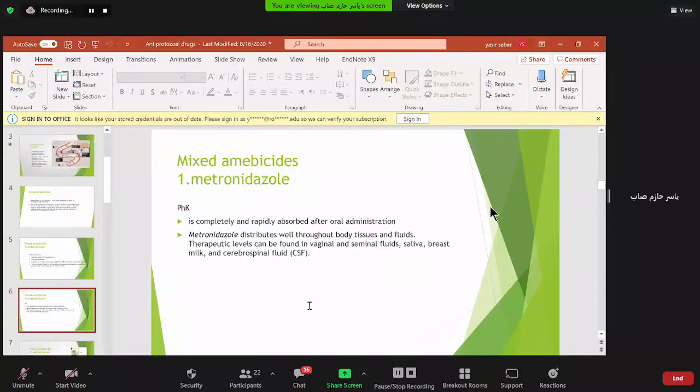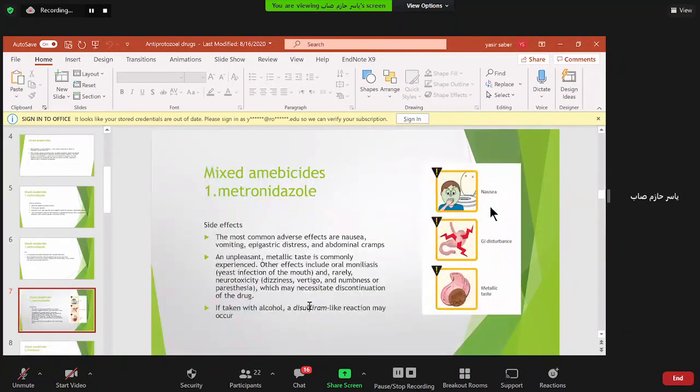فحقيقة من أهم السايد افكت مالته اللي هي nausea, vomiting, epigastric distress, and abdominal cramps. حقيقة المترونيدازول causing metallic taste inside the mouth. دائما نشوف اللي ياخذ المترونيدازول يحس إنه حلقه دائما مر. أكو unpleasant metallic taste اللي هو عادة common experience.